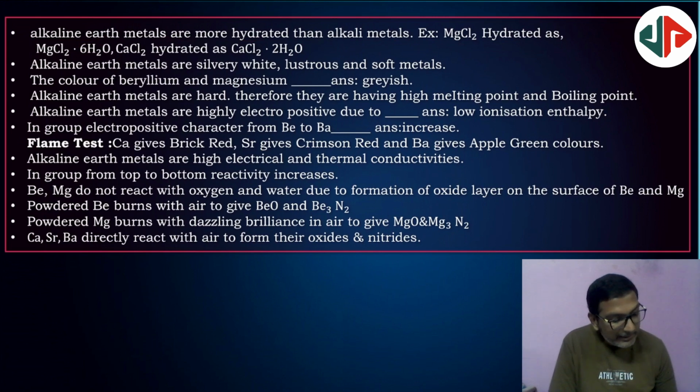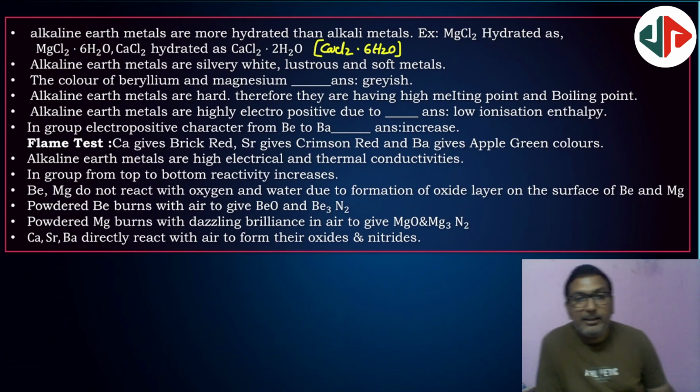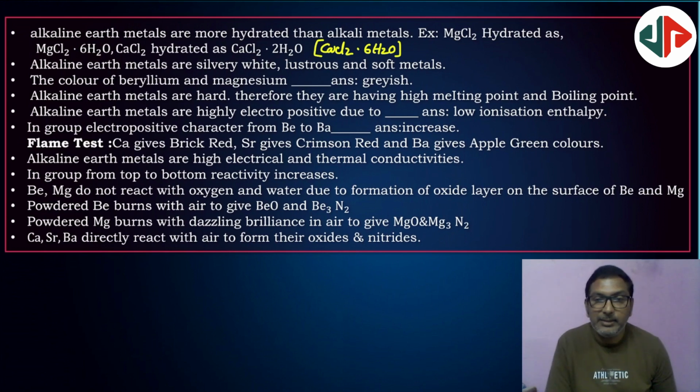So MgCl2·6H2O, CaCl2·2H2O or 6H2O, 6H2O also possible, CaCl2·6H2O. In case of alkali metals, only 2H2O is present for lithium, but here 6H2O, more hydration. Next, beryllium and magnesium are gray in color.